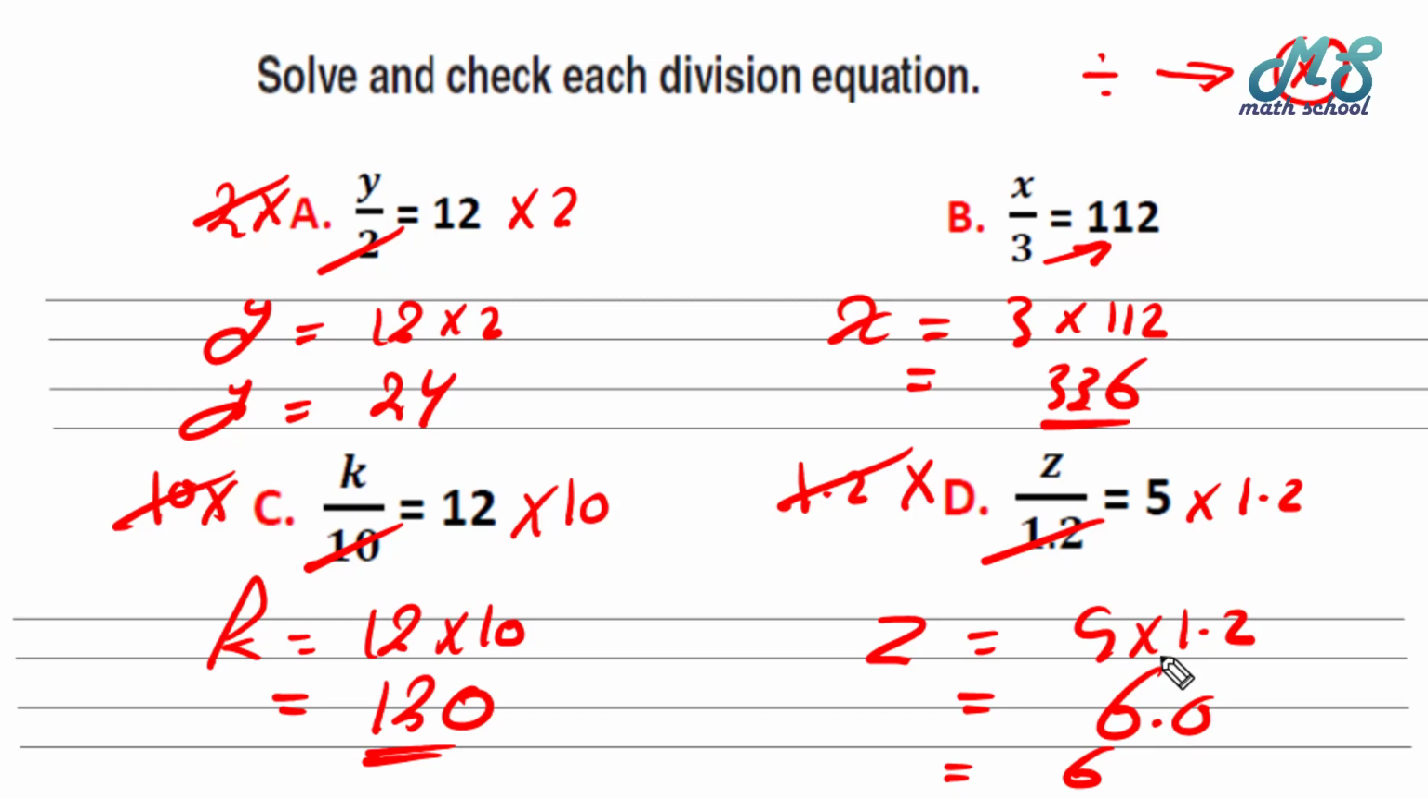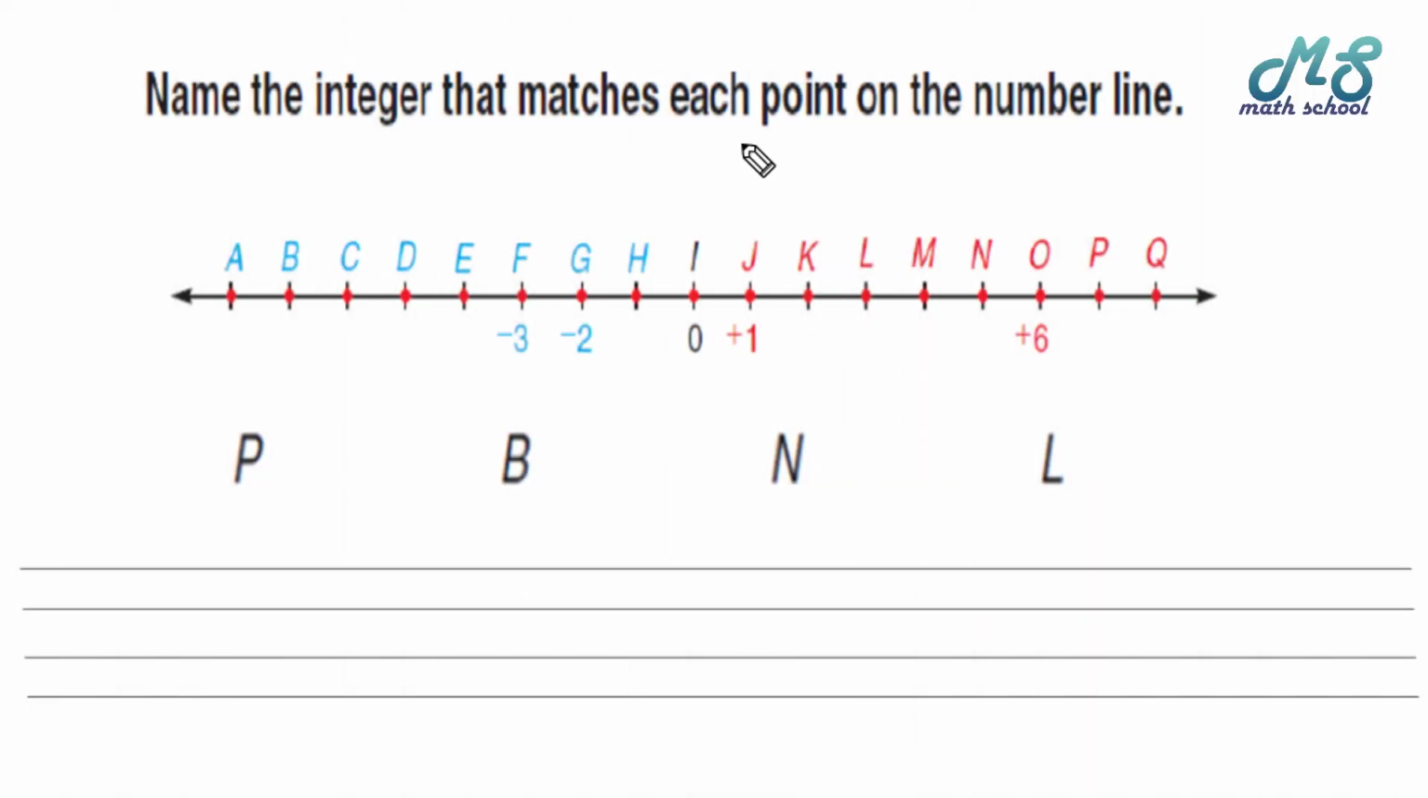Next, name the integers that match each point on the number line. We have a number line, 0 at the middle. At the right, we have positive integers. At the left, we have negative integers.